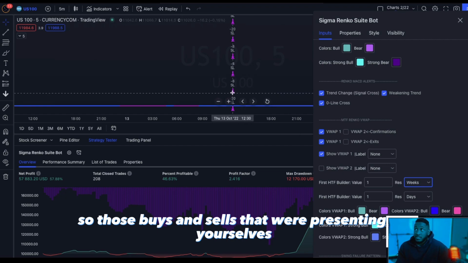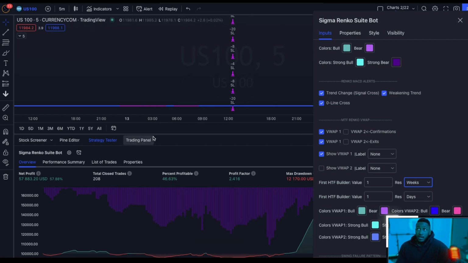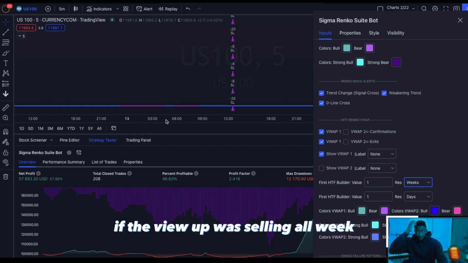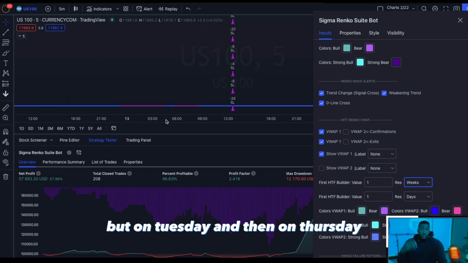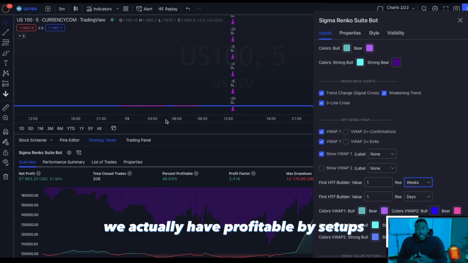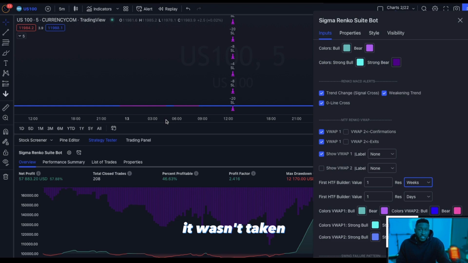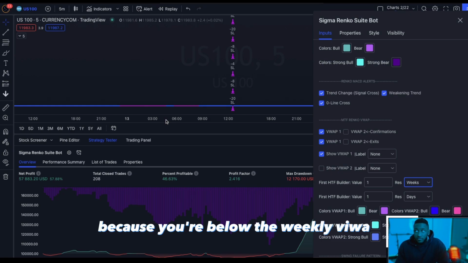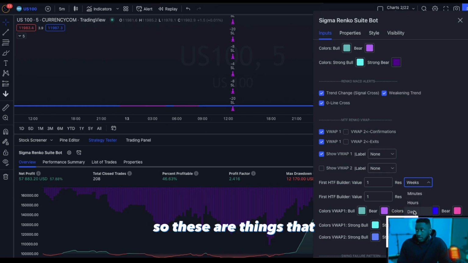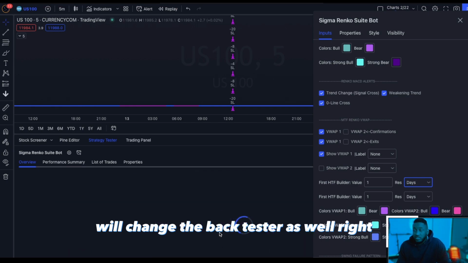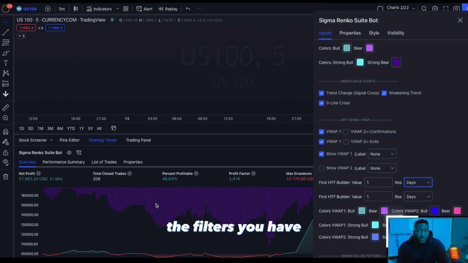So those buys and sells that were presenting themselves, if the VWAP was selling all week, but on Tuesday and then on Thursday we actually had profitable buy setups, it wasn't taken because you're below the weekly VWAP. So these are things that will change the backtester as well, right? Based on how many trades you're taking and the filters you have.